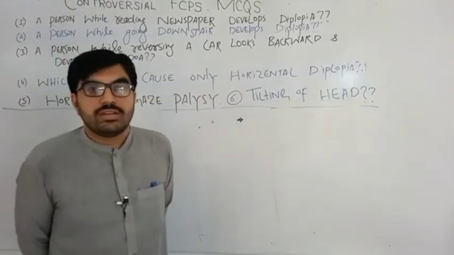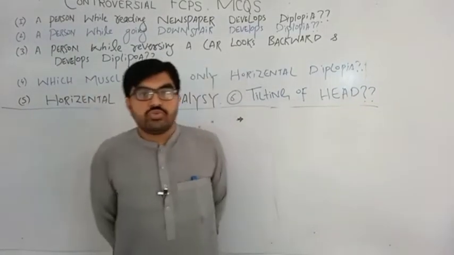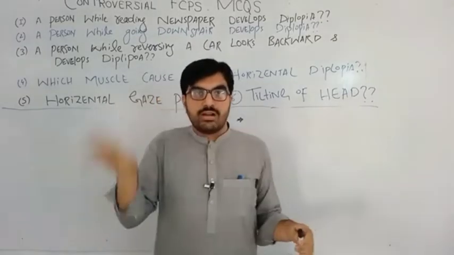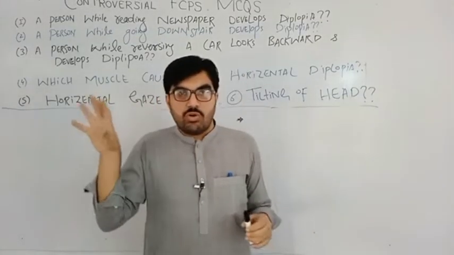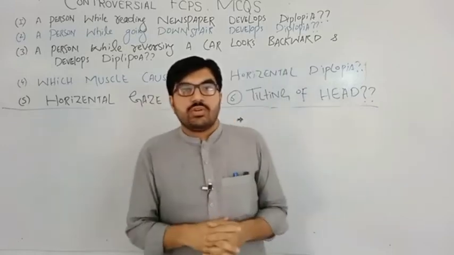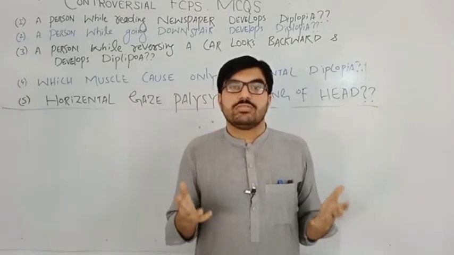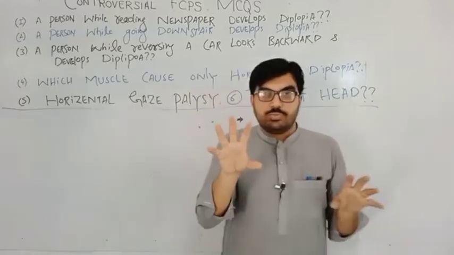Now there is another MCQ. A person comes to you with an eye looking outward and downward. Eye looking outward and downward. Which nerve is paralyzed? Of course we know that this is cranial nerve 3. But how? Suppose this is the eyeball.